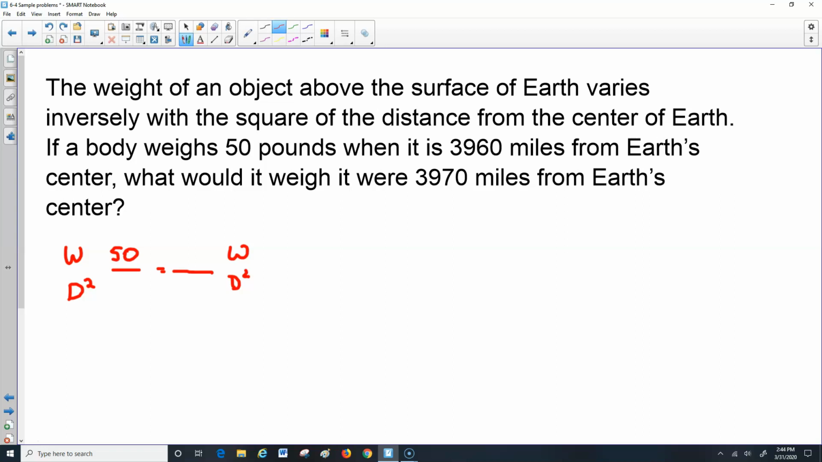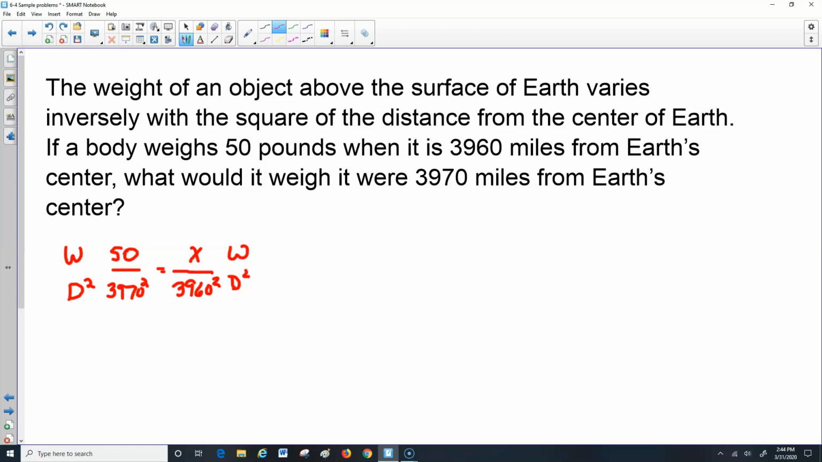Now, if this were direct variation, we would put that 3,960 in the denominator right underneath the 50. But because it's inverse variation, that number, 3,960, which remember we have to square, is in the other denominator. And we want to know what would it weigh if it were 3,970, which we have to square, miles from the Earth's center.